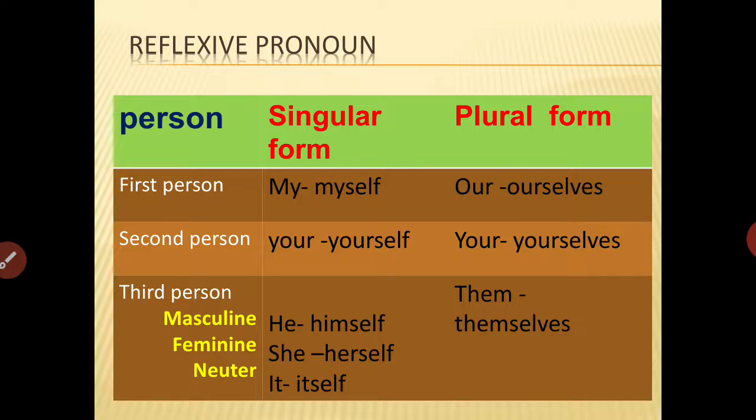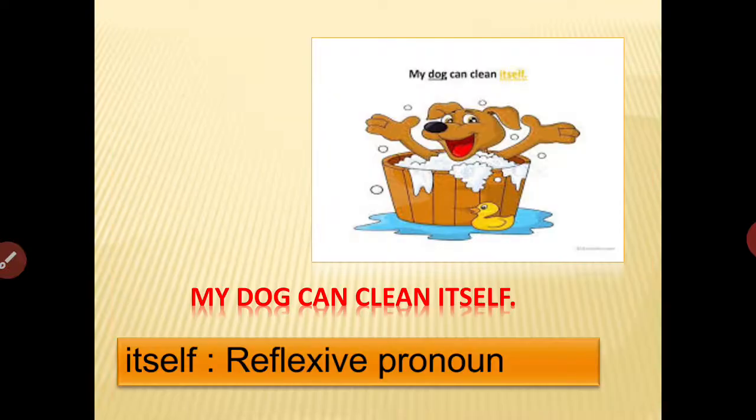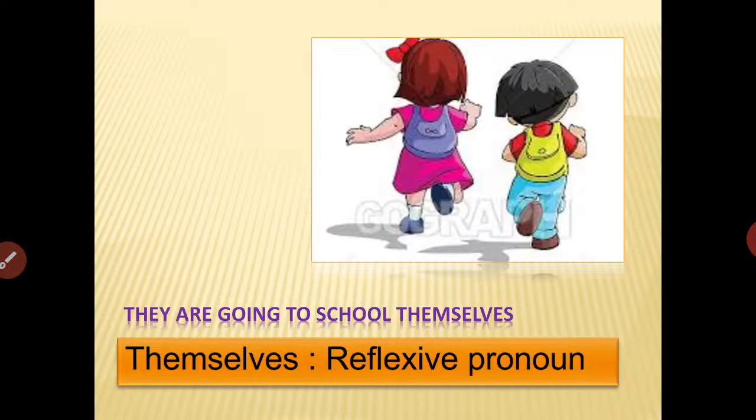For example, he, third person masculine, he is himself, means he has done some action. If a boy or a masculine gender has done any action, then how will it revert on him? By the word himself. Let's see. The dog can clean itself. Now, itself is the reflexive pronoun here. But why it, not him or her? Because dog is an animal, a neuter gender.